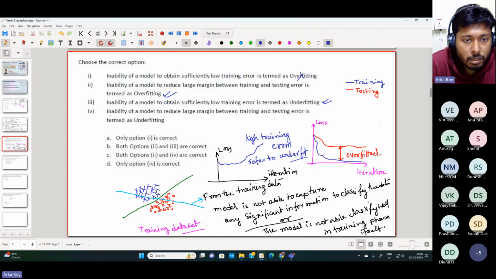And the last option is: inability of a model to reduce large margin between training and testing error is called underfitting. Again, this is wrong because that is what is meant by overfitting. So option 2 and option 3, so option B is the correct option because both option 2 and 3 are correct.